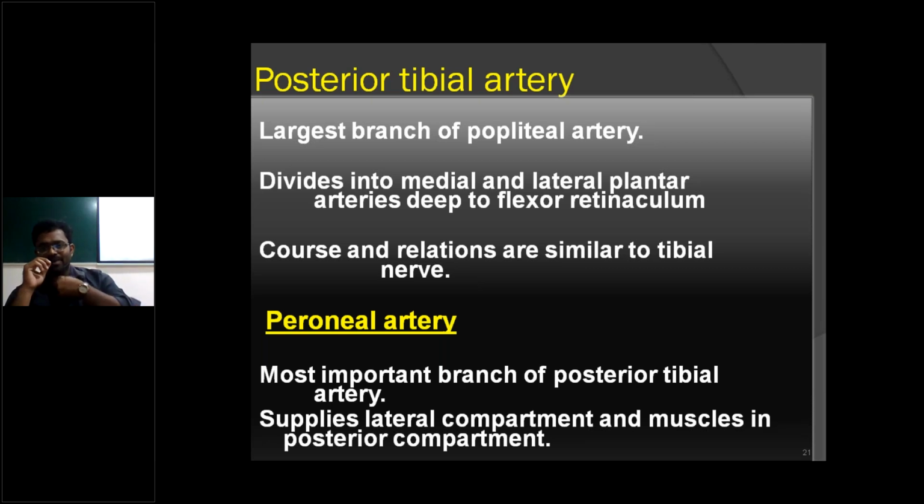So, what are the terminal branches of the posterior tibial artery? Medial and lateral plantar arteries. Medial plantar artery, lateral plantar artery. Similarly, medial plantar nerve, lateral plantar nerve. Okay. So, course and relations are similar to the tibial nerve.